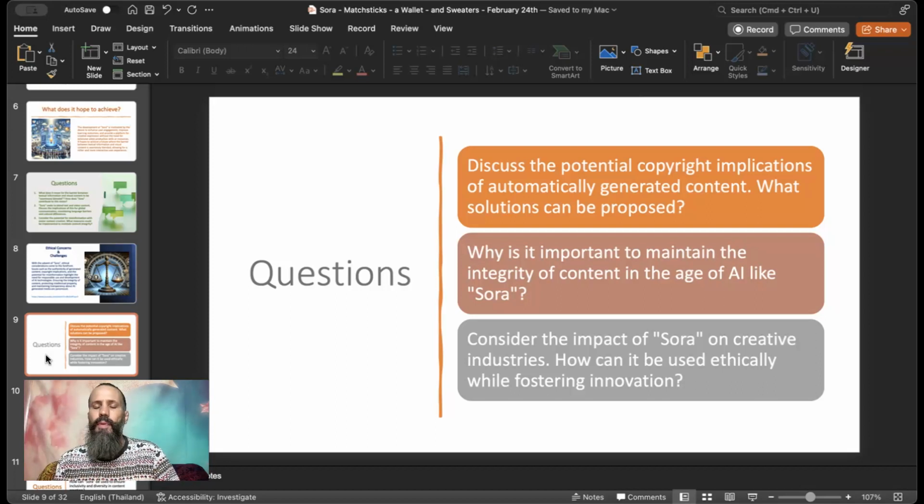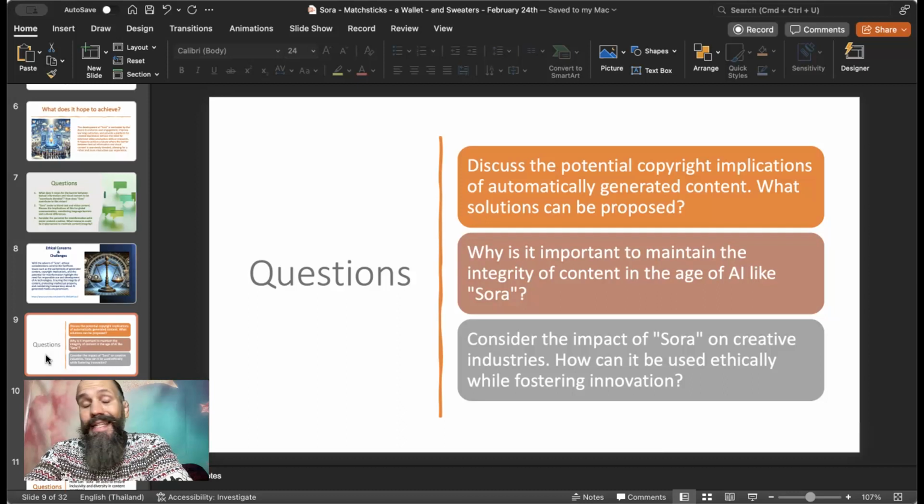Solutions that could be proposed. I think you could have the same sort of filter that YouTube uses when we upload videos, and it runs through your content and checks it out. I mean, again, you could have AI checking it out, right? That's the thing. AI will be checking AI probably. So that's one solution.